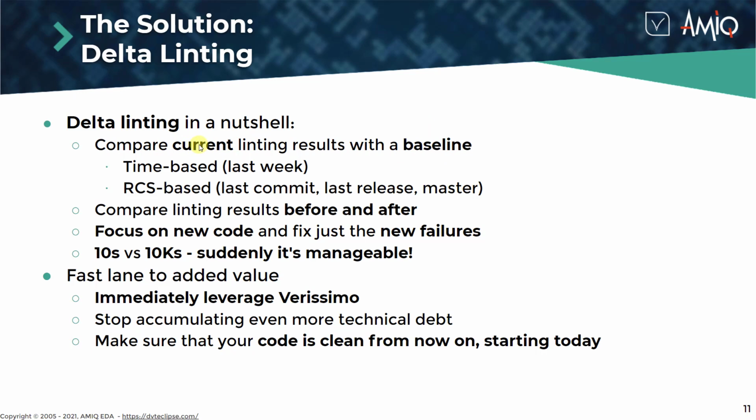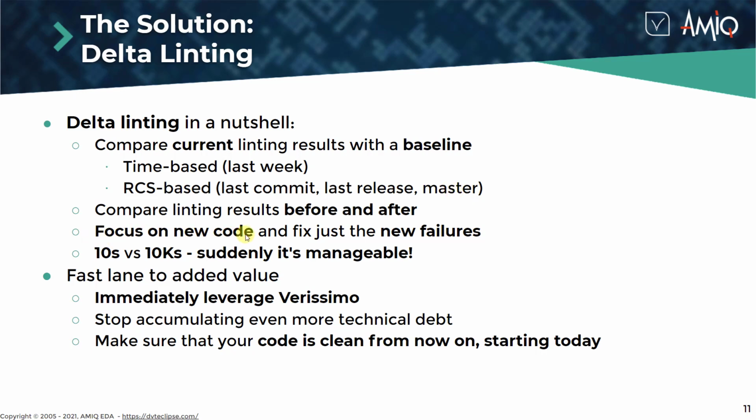The baseline could be time-based. Say each Thursday you take some time to review the new failures that crept into your code during the week's time of development. Or it could be revision control based. For example, run the linting before every commit and compare it with the previous one, which in this case would be the baseline. Or you could do it only when merging back into the master branch and always have the master set as baseline.